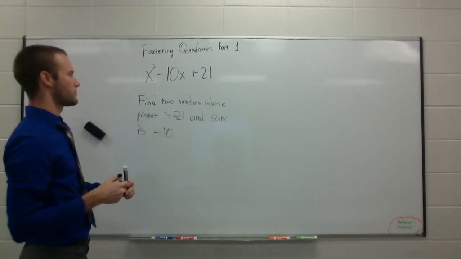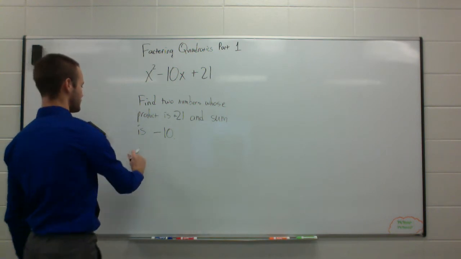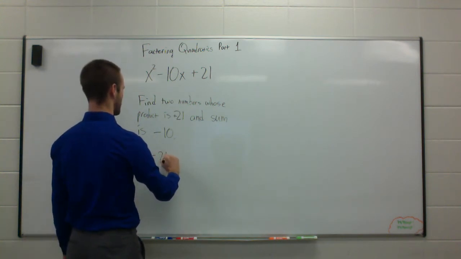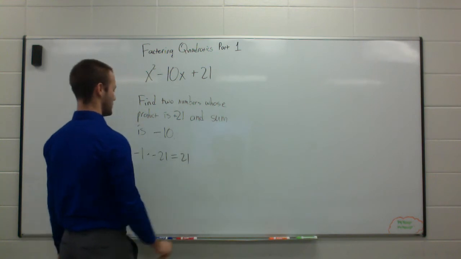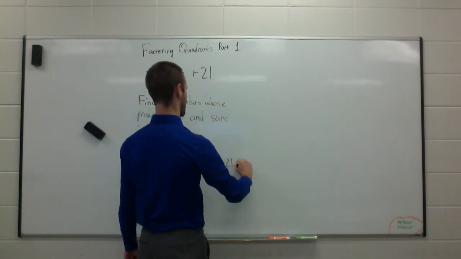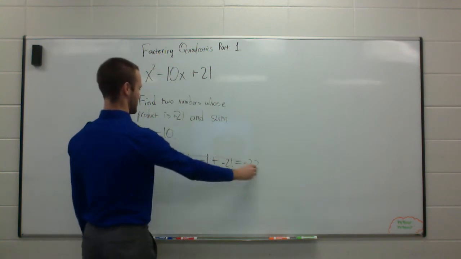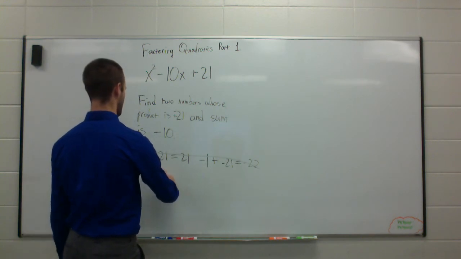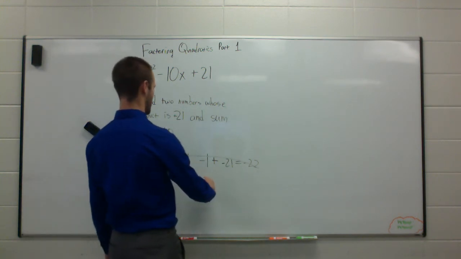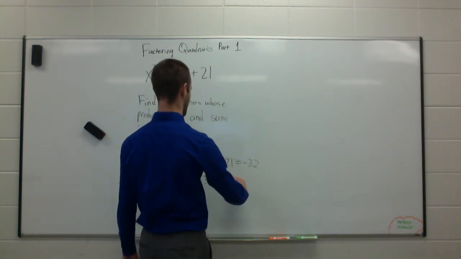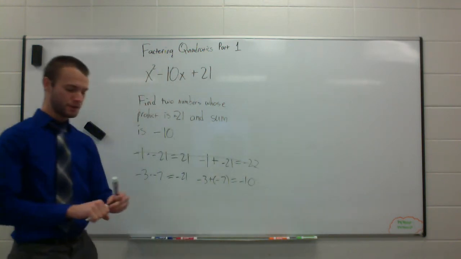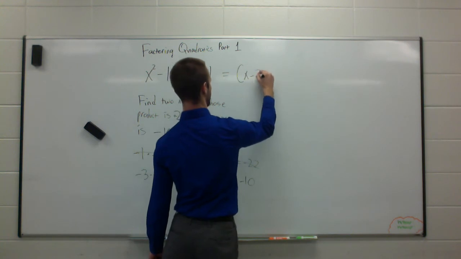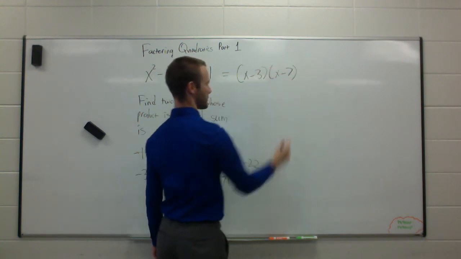So what are factors of 21? Well, if two negatives multiply to a positive, negative 1 times negative 21 equals 21, but negative 1 plus negative 21 equals negative 22. So that doesn't work. 3 times 7 is 21, so negative 3 times negative 7 is 21. Negative 3 plus negative 7 is negative 10. And there's our factor pair. So our factors are going to be x minus 3, x minus 7.